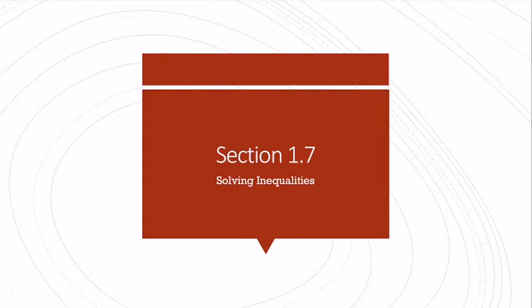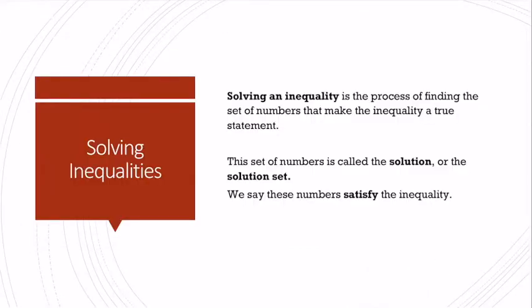Section 1.7 is all about solving inequalities. When we're solving an inequality, what we're doing is finding the set of numbers that make the inequality a true statement. For example, x is less than 3. That's an example of an inequality. There is way more than one number that could satisfy that inequality. All the negative numbers would satisfy it. So would 1 and 2. They'd all make this a true statement.